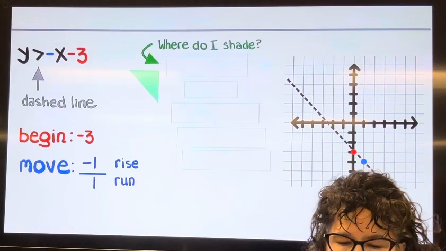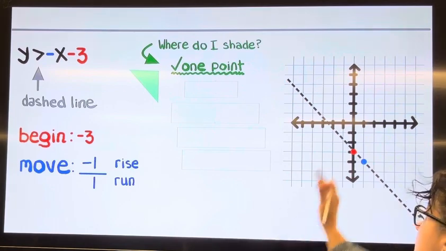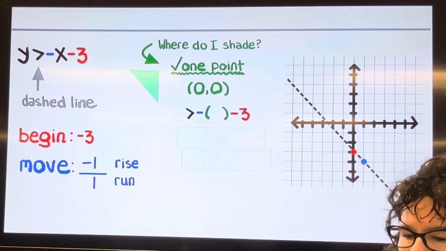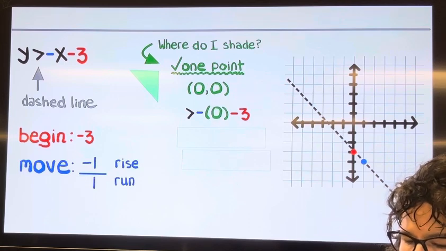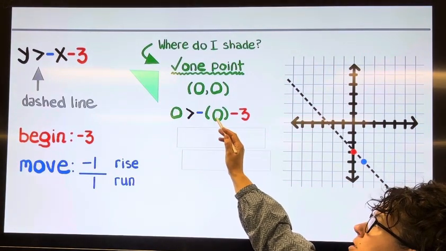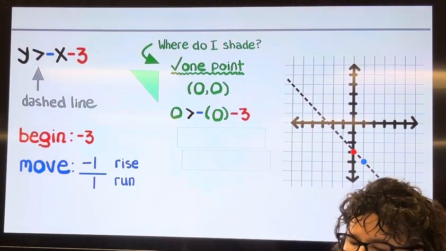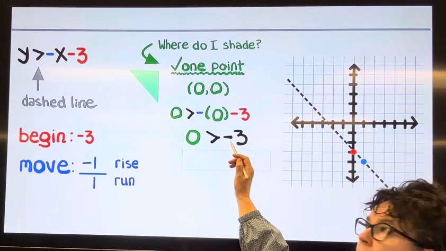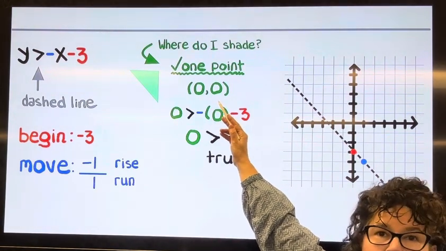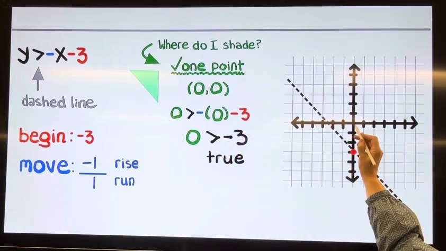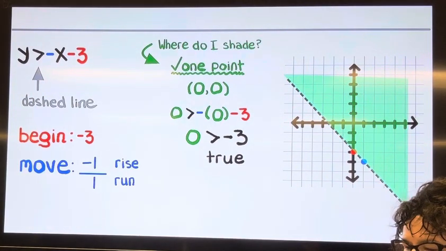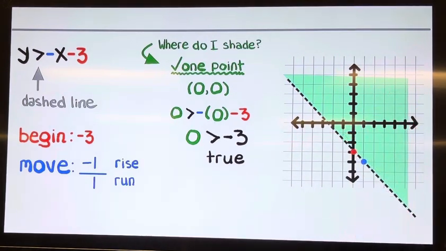But technically, what we're doing is we're going to pick one point that's clearly above or below. If I select 0, 0 to test that out, then I would take the 0 here, substitute it in for the x, this 0 here, substitute it in for y. -1 times 0 is 0, and 0 minus 3 is -3. So this leads to 0 is greater than -3, and 0 is bigger than -3. That's true. So that indicates that 0, 0 should be a part of the shaded region. So if I'm going to shade to include 0, 0, I'm shading above, which, using the shortcut, we already knew that greater than was going to lead us to shading above.